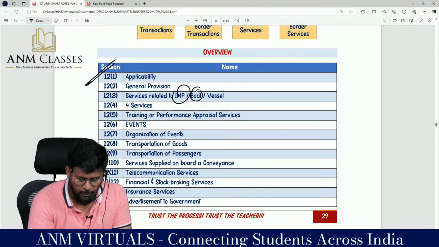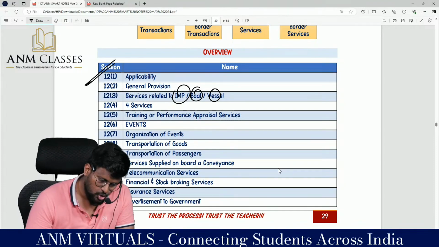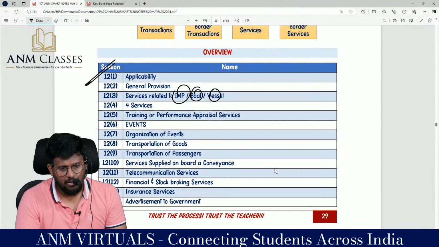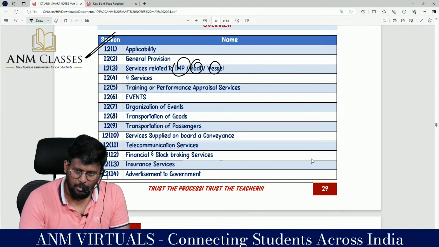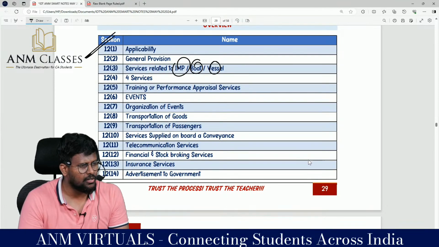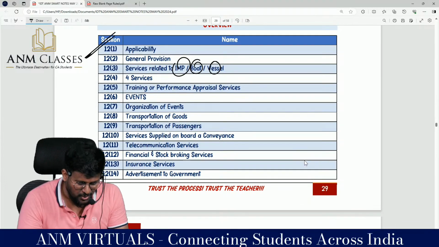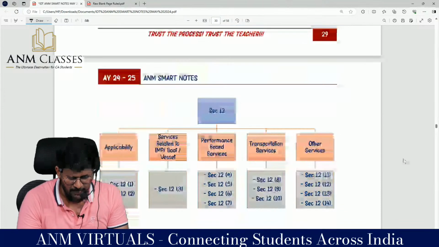12(1), 12(2), 12(3): services relating to immovable property, boat or vessel. 12(4) to 12(10), including services supplied on board a conveyance. 12(11), 12(12), 12(13), 12(14).